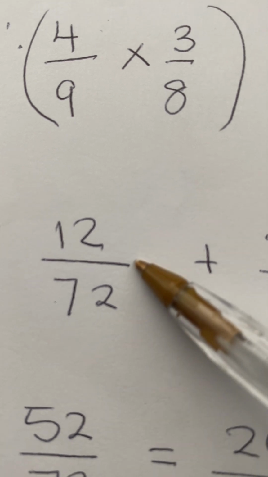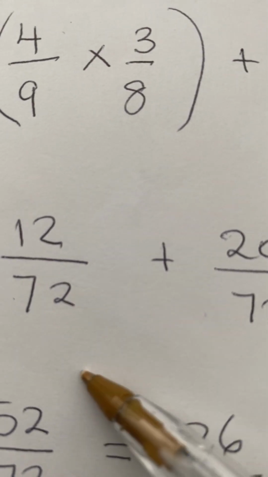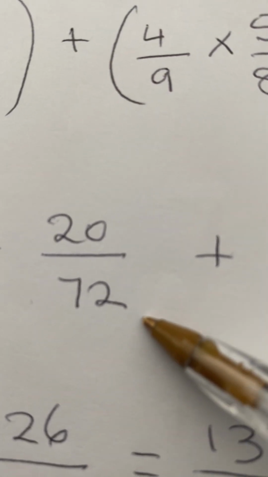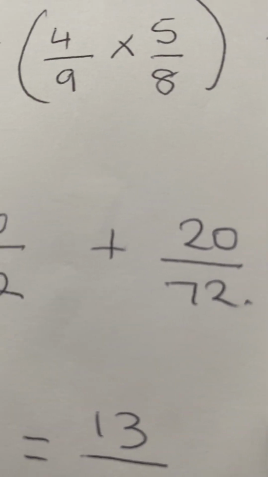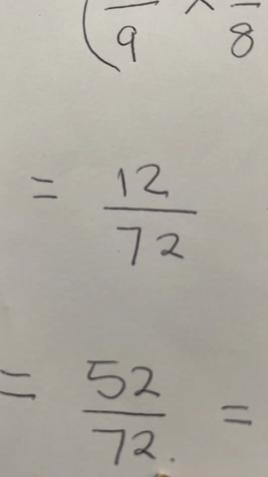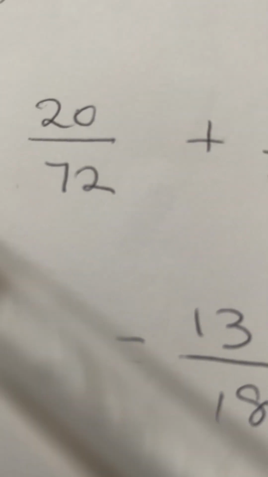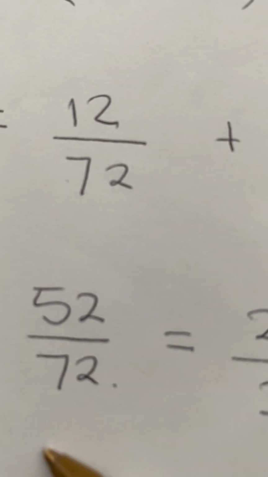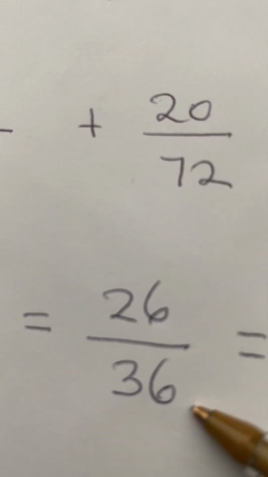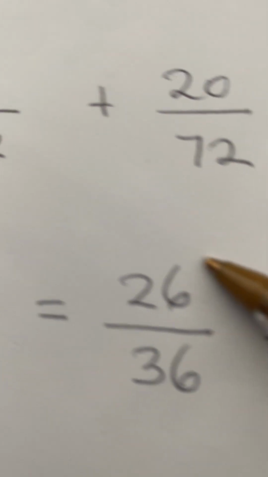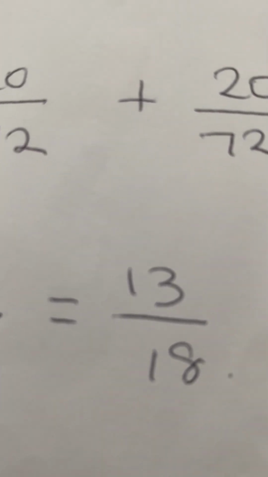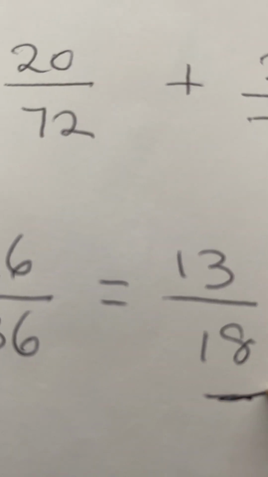So now these are the fractions. You get 12/72, 20/72, and 20/72. So if we add the numerators, we have 52/72. So now if you reduce that, you are going to get 26/36. And then if you halve it again, you have 13/18. Okay, so that will be your answer.